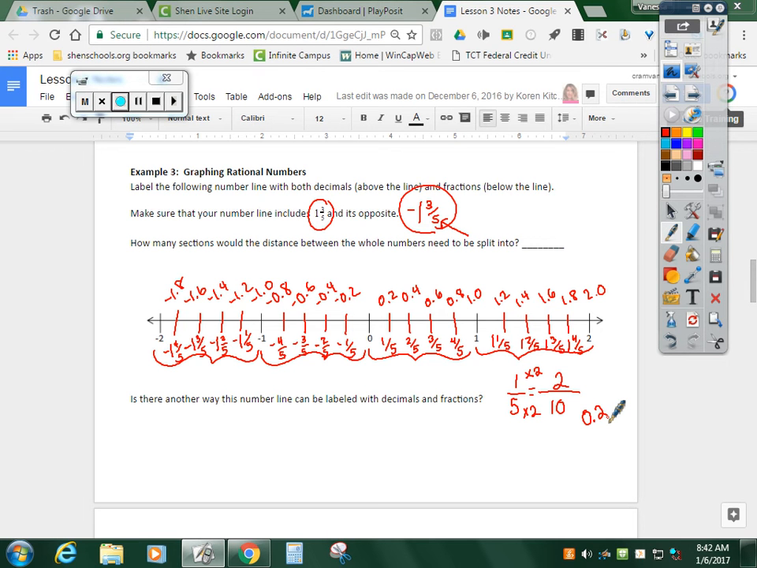Now the last question, is there another way this number line can be labeled with decimals and fractions? Well, sure. I mean, I guess you could change any of these things, any of these denominators. 1/5 could get changed to a denominator of 100. Okay, 5 times 20 is 100. 1 times 20 is 20. So it could be 20/100ths or 0.20. I'm going to leave this question for Mrs. Kitchell to help explain more, okay?